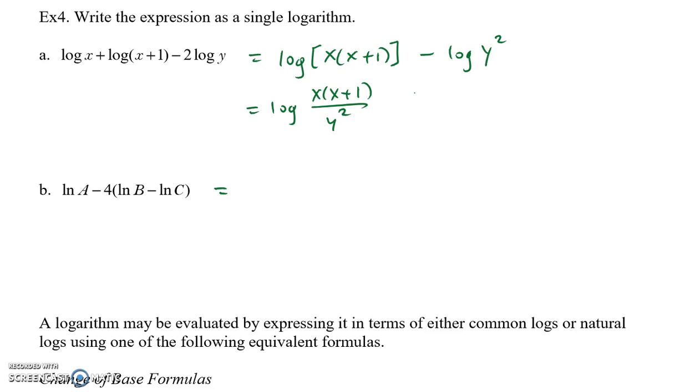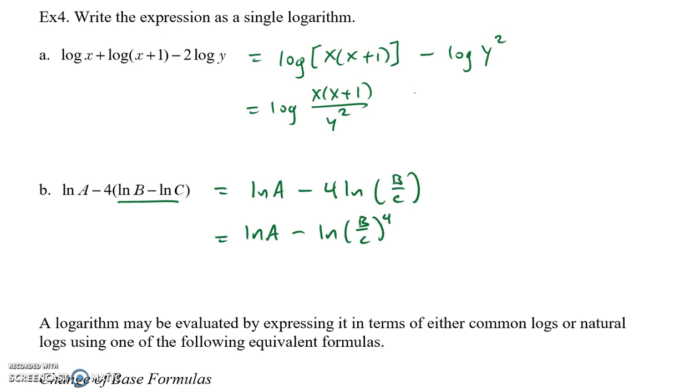If we focus on the difference of logarithms in the parentheses first, I'll just leave the 4 there. Remember, by the quotient rule, that can be written as a single logarithm of the quotient of B over C. Then by the power rule, the 4 can be brought up as an exponent and brought from being in front of the logarithm. So now we could write ln A minus ln B over C to the fourth power.